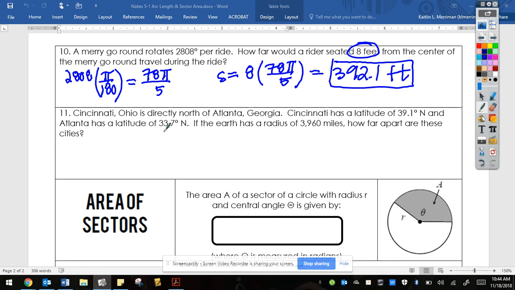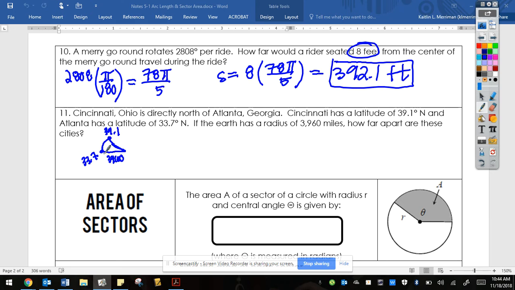If the Earth has a radius of 3,960 miles, how far apart are these cities? So if you were to take a side view of the Earth, fun fact, it's not flat, so it would look something like this. Okay, where the radius is 3,960. Your latitude at Cincinnati would be 39.1, and your latitude at Atlanta would be 33.7.